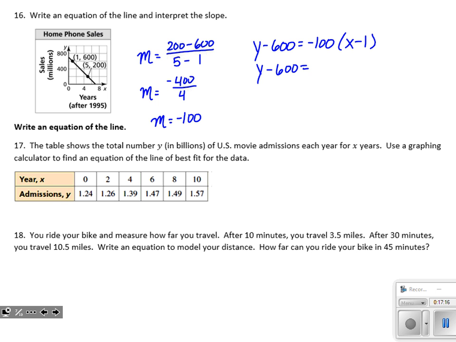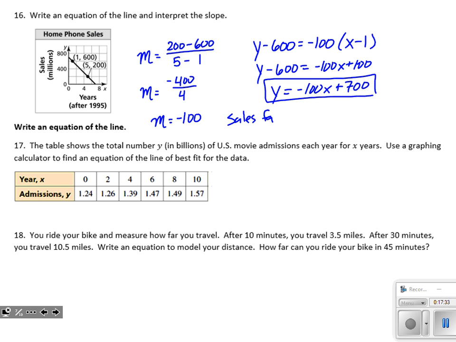We'll distribute on the right, and we'll add over that 600. Negative 100x plus 700 is our answer, and the interpretation of the slope is that sales are falling by 100 million per year. Right? What are our units? Well, 100 million is our y value, per year is our x value.